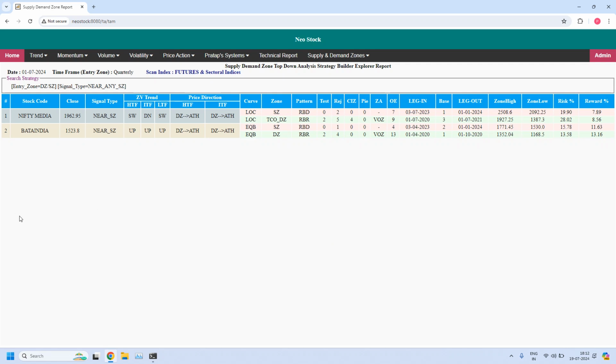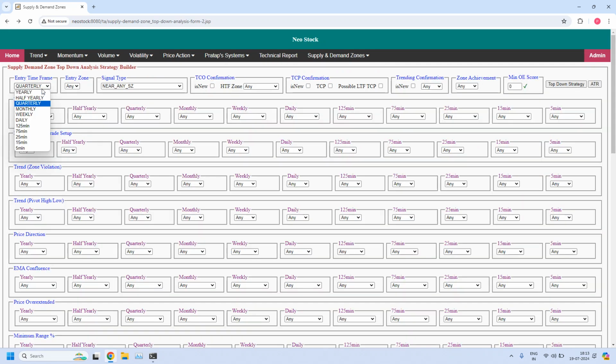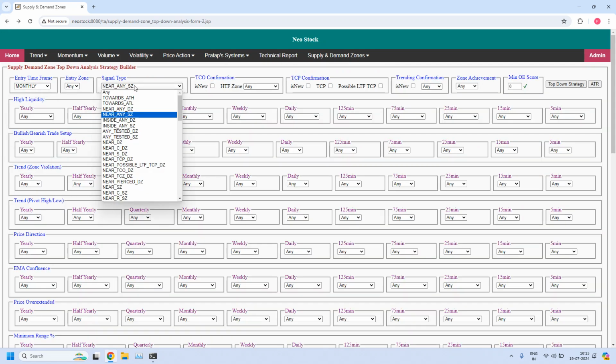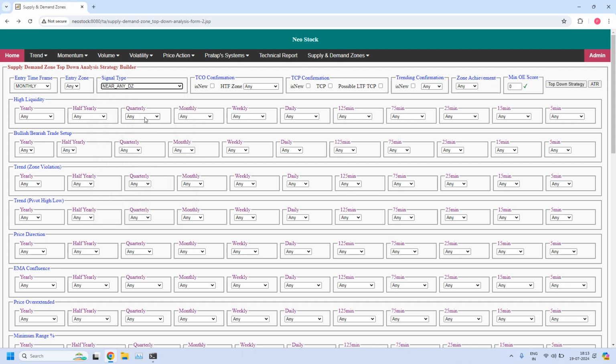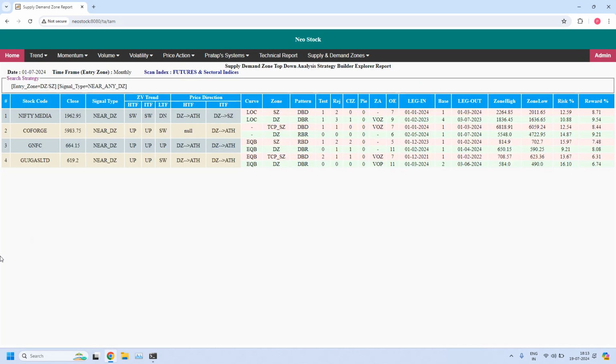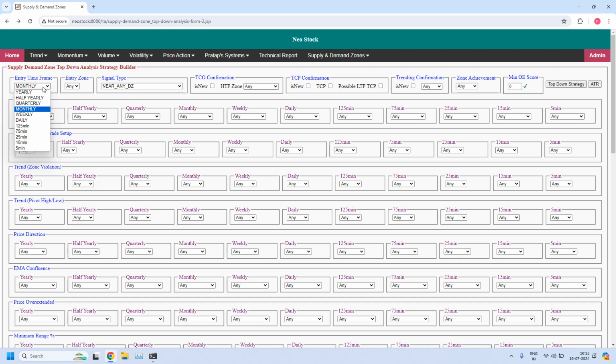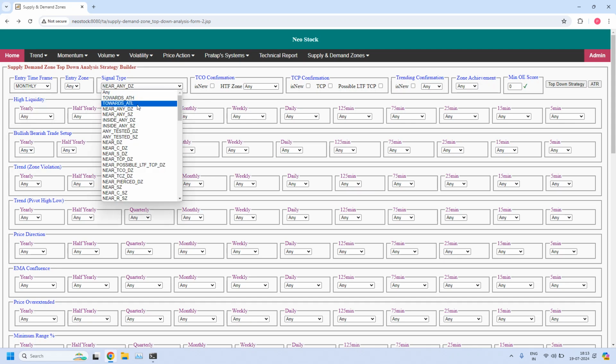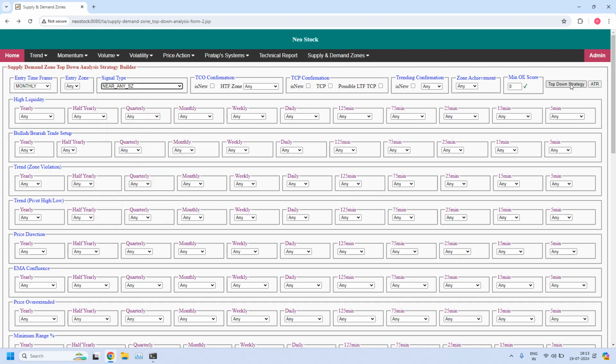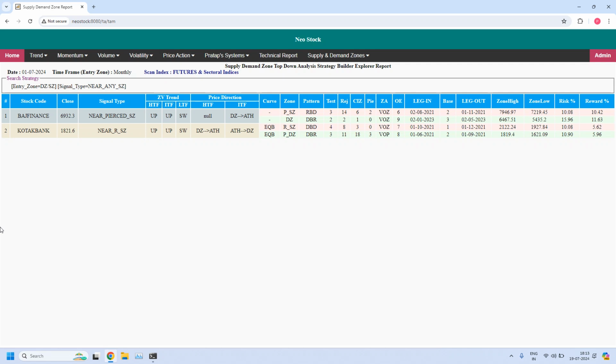Okay, this is about stocks near quarterly supply zone. Now I am going back and changing the time frame to monthly, and let me find the stocks near monthly demand zone. 4 stocks are filtered which are near to the monthly demand zone. So let me go back for monthly time frame. Let us find the stocks near monthly supply zone. 2 stocks are filtered near to the monthly supply zone.